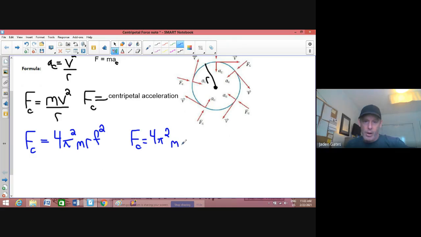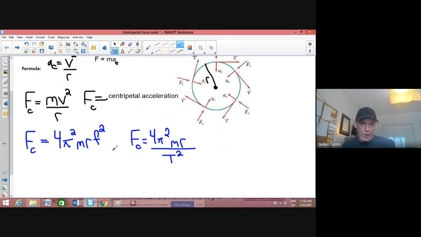over the period squared. The third formula we had was the period squared. So again, the radius is required for every one of these formulas, and also the mass is required now. All right, but again, we can get away with having the velocity, the frequency, or the period to figure out our centripetal force.